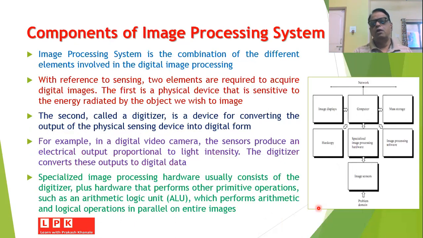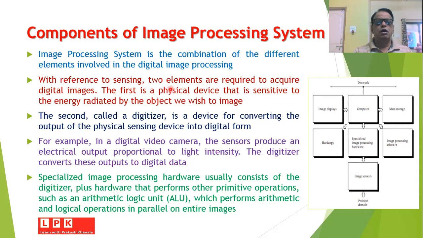So whenever we think of any image processing system, you will find that it is basically a combination of the different elements involved in the processing of digital images. Say, for example, here we have the image problem domain, which refers to the area of the image processing. Then normally you will have an image sensor where you need to sense the elements.